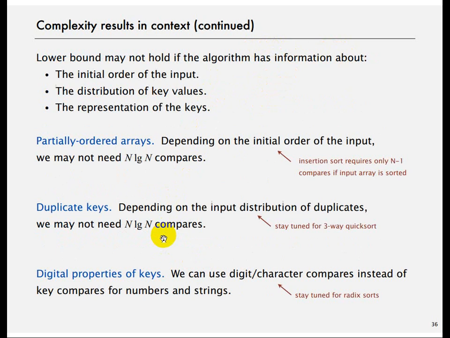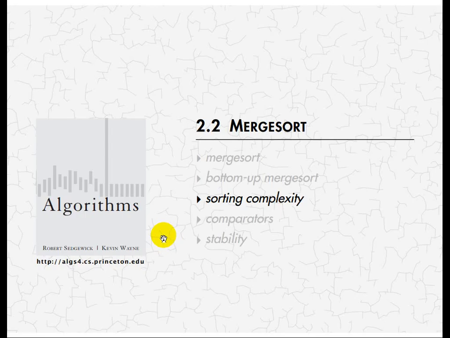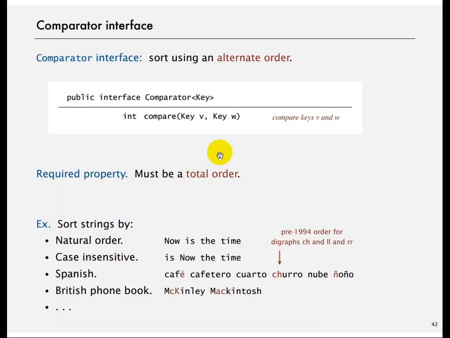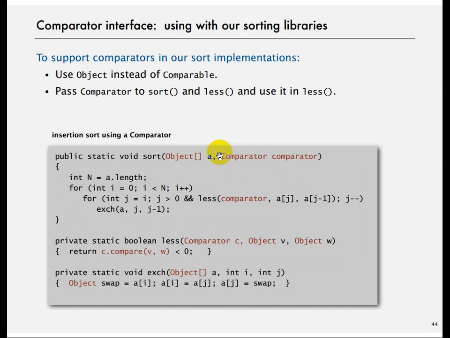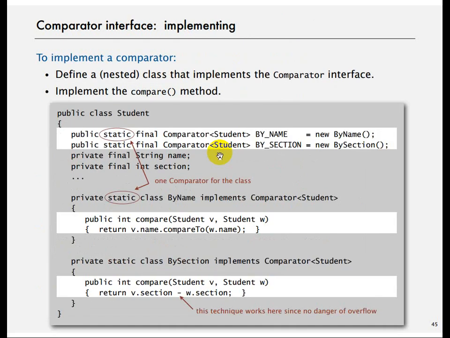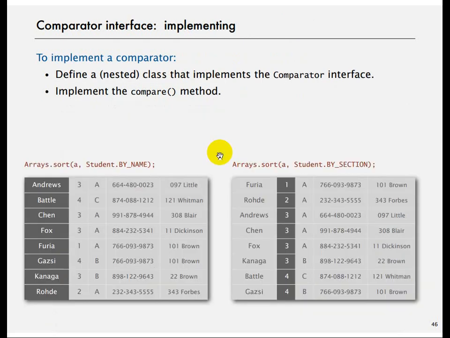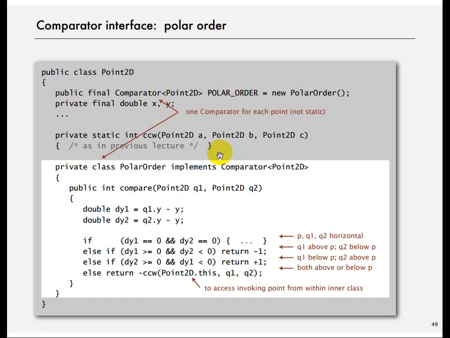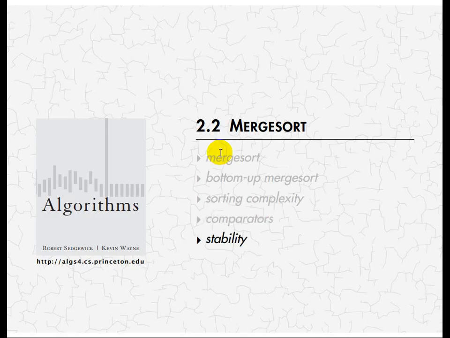Partially ordered arrays, duplicate keys. Okay, so what about this? Let's look at this. Comparators. Okay, so this is just some more Java, how you can do sorting by various different kinds of properties. I'm not too worried about that. Okay, some code, let's skip that. Okay, so this is interesting. I'm going to make one point.